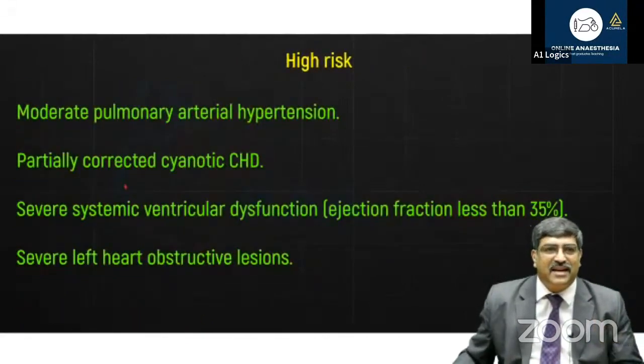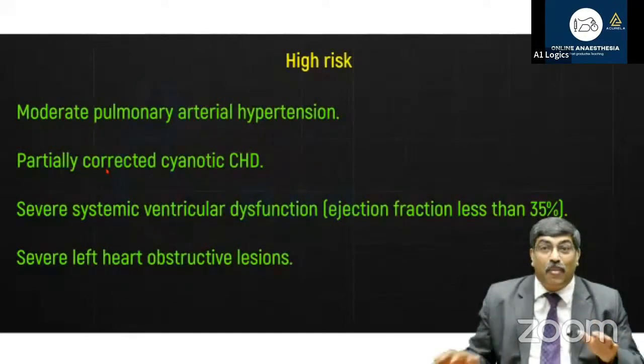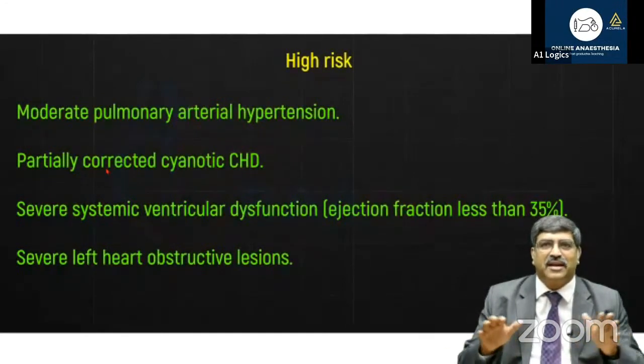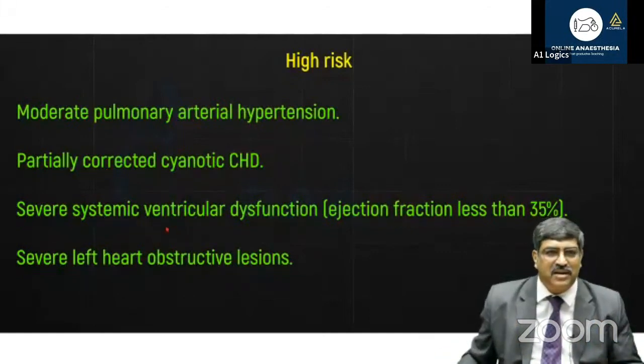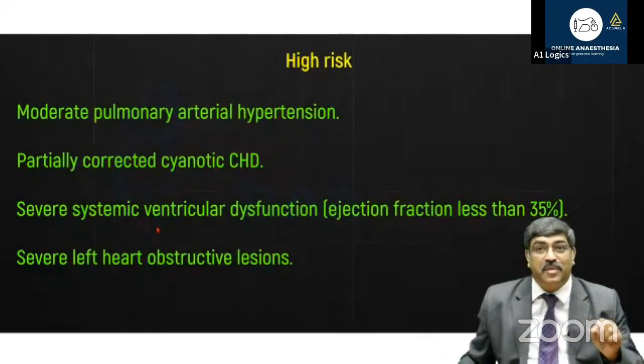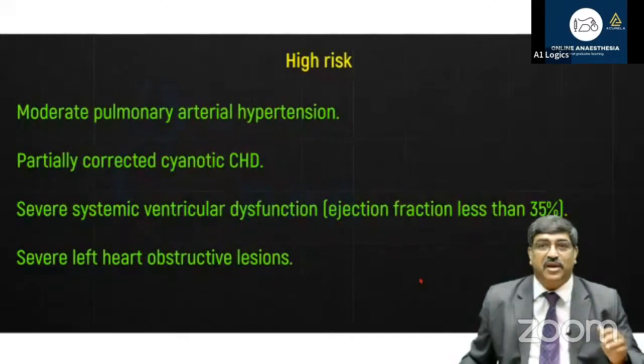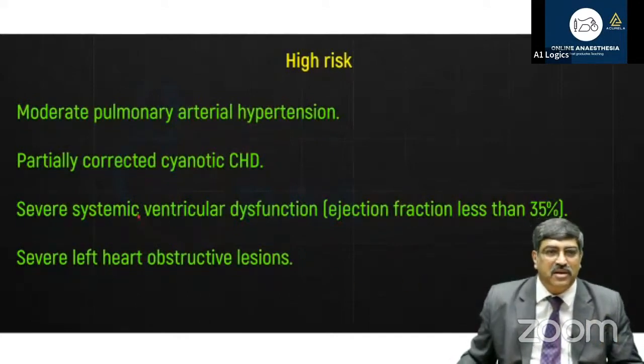Coming to the high risk categories, here the pulmonary artery hypertension is moderate, partially corrected cyanotic disease like a BT shunt done for a cyanotic congenital heart disease, severe systemic ventricular dysfunction where your ejection fraction is less than 35%, and severe left heart obstructive lesion. These are all high risk categories.